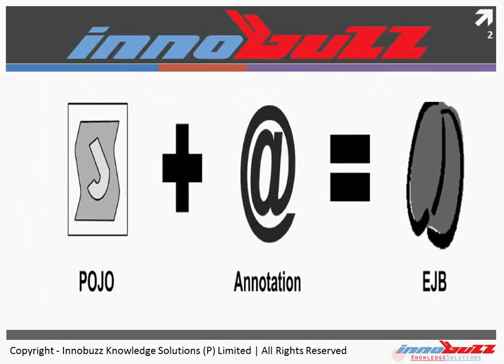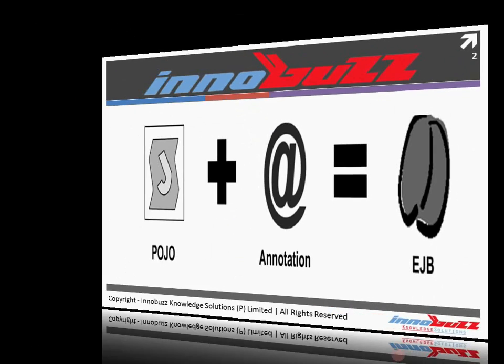So Enterprise Java Beans are all about POJO plus annotation equals EJB. It means a simple plain old Java object combined with annotations will give you easy development of enterprise applications through EJB beans. We'll see what EJB is.